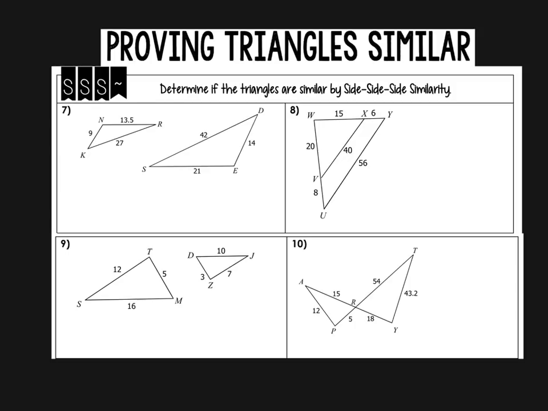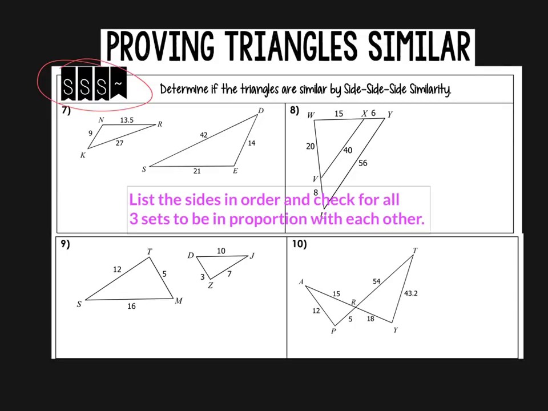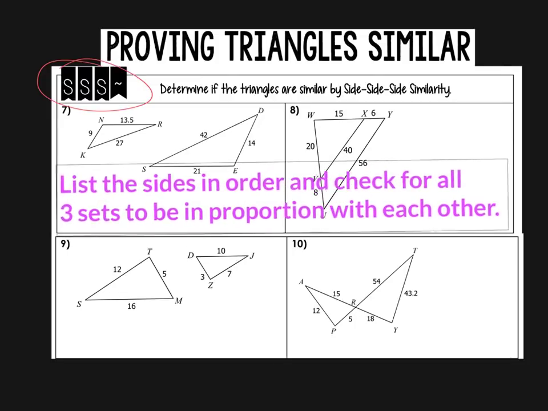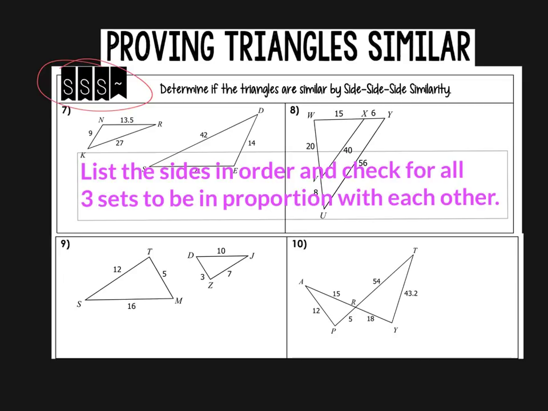Now a little bit more help with side-side-side similarity. Again, these are really easy. Just list the sides in order. Again, as I said, list the sides in order and check for all 3 sets to be in proportion with each other. If so, then yes. If not, then stop.